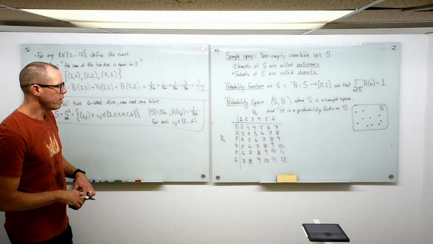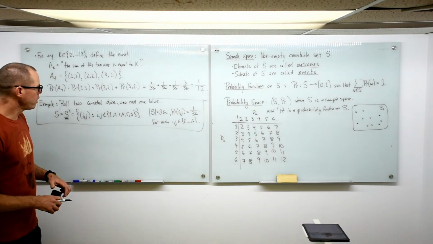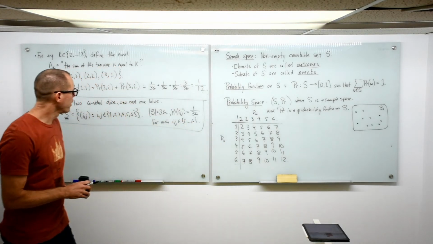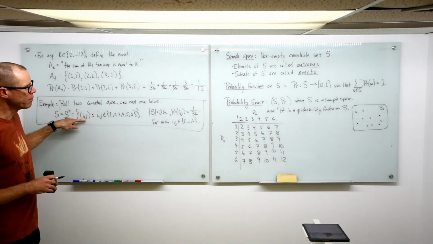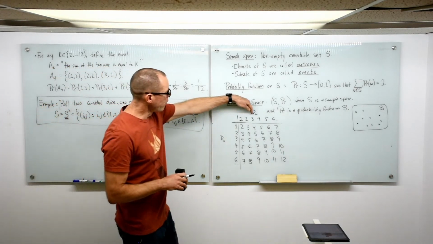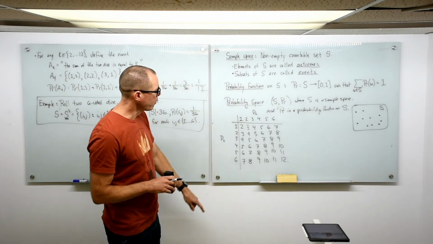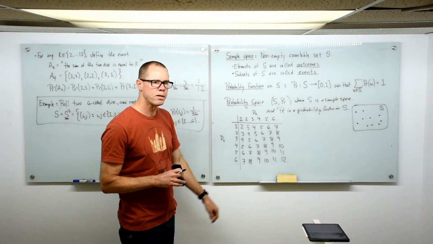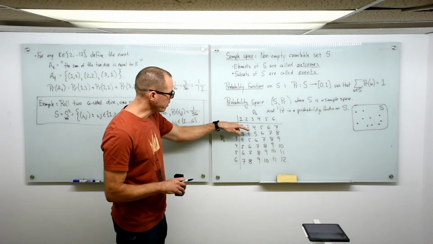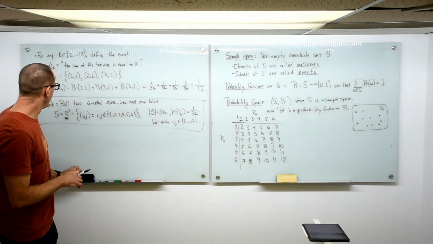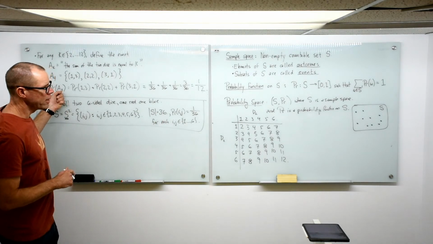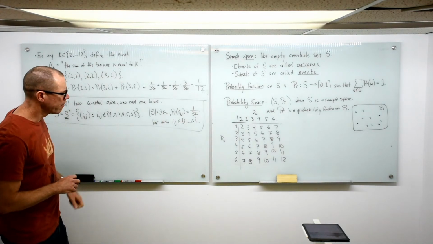You can think of this as an exhaustive listing of this set of 36 possible outcomes. 6 for the first one, 6 for the second one. That gives us 36 places. And on each of those places, I'll just write the sum of those two, because to figure out these A_k, that's what I need.